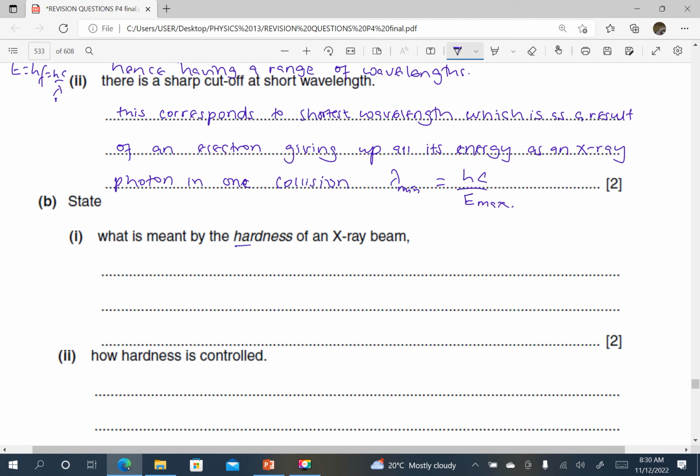State what is meant by hardness of an X-ray beam. Of course, hardness is a measure of penetration power of the X-ray beam. A measure of just the penetrating power of an X-ray beam. A measure of the penetration power of the X-ray beam.